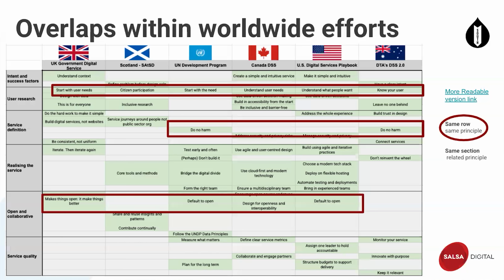Without needing to go into all the details, some of the principles were exactly the same. From the UN standard, we've got do no harm here, and similarly in the DTA standard, do no harm. Very similar, or in all standards, were start with the user needs, citizen participation, start with the need, understand user needs, and similarly default to open and the like. These are almost identical principles, at least in name.